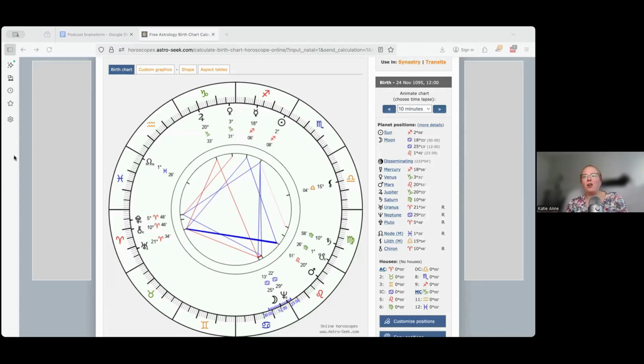I think also the cardinal signs in this case are really interesting. We see this surprising shift and initiation around war, right? A crusade is ultimately a war. They're trying to reclaim Jerusalem for the Christians.